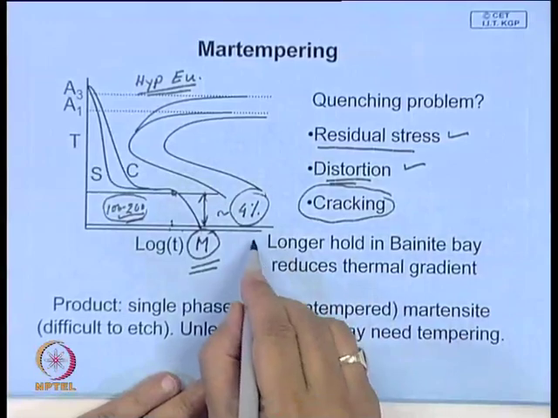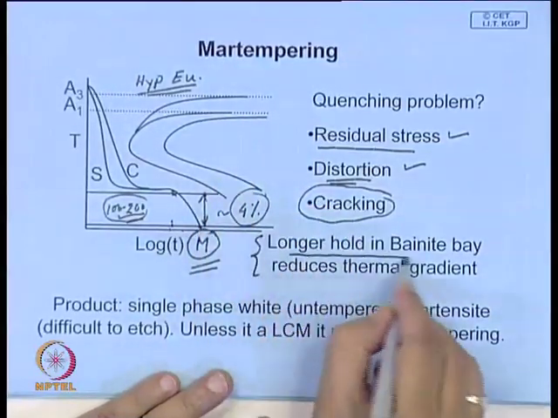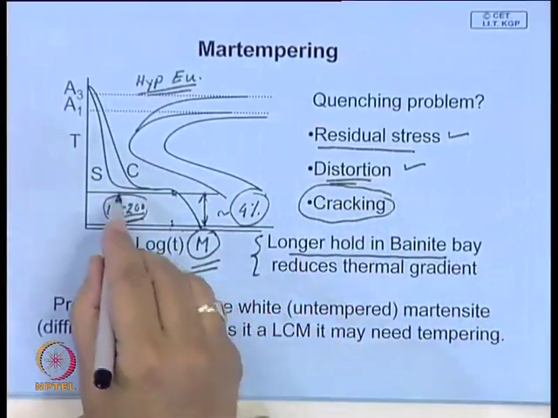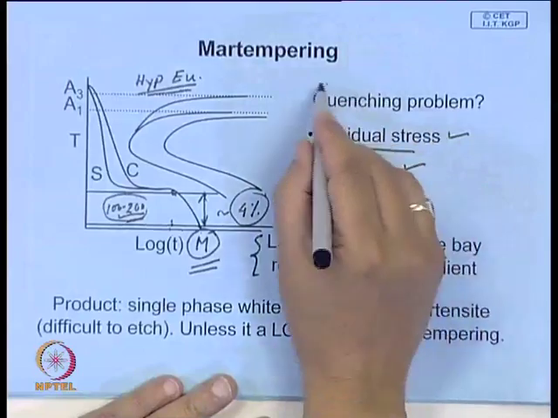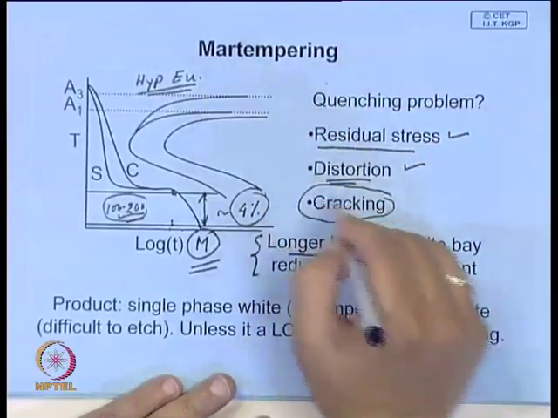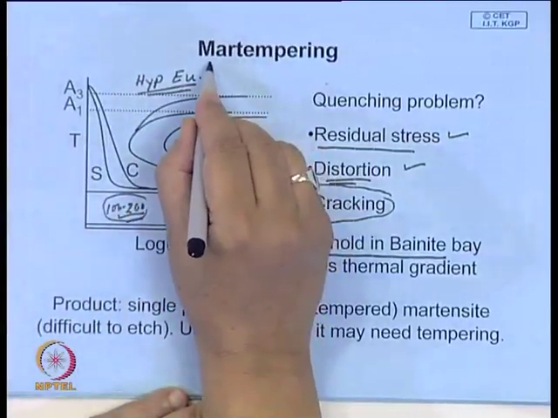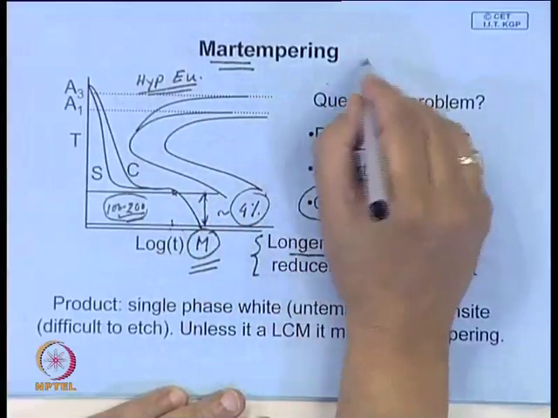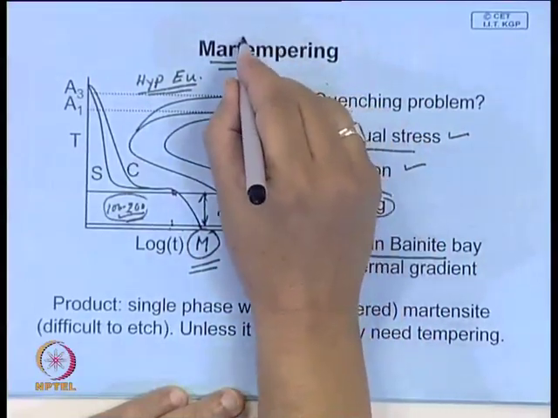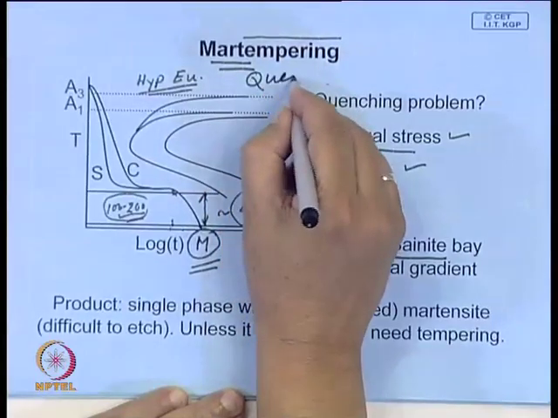So, what happens in this particular treatment, you give a longer hold in the bainite bay, and by holding this you are minimizing thermal gradient, therefore, you are overcoming these stress related problems. So, this treatment is known as Mar tempering, or sometimes it is also known as Mar quenching. So, instead of tempering you call it quenching, Mar quenching.